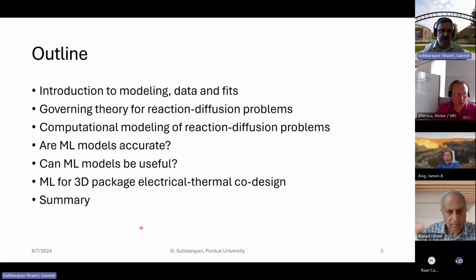And today's outline, I'm going to start with introduction to modeling, data, and fits. A lot of this is going to draw on my systems and design training as well as my numerical analysis training. And then I'm going to switch over to more physics, explaining the governing theory for the class of problems we have undertaken to study now. Those are reaction diffusion problems. I'll talk about the computational modeling of those reaction diffusion problems. And then I will talk about these two topics.